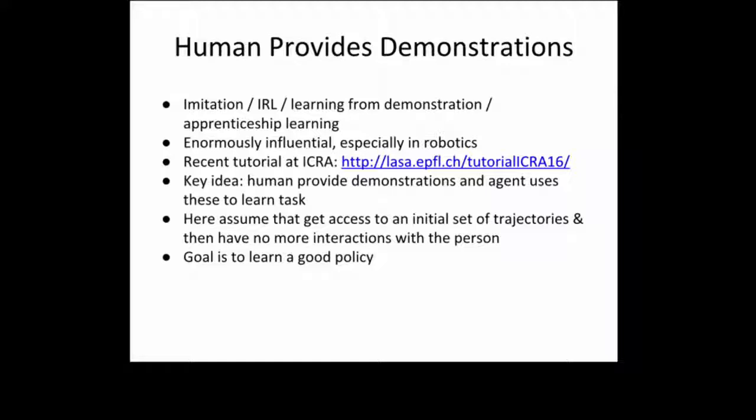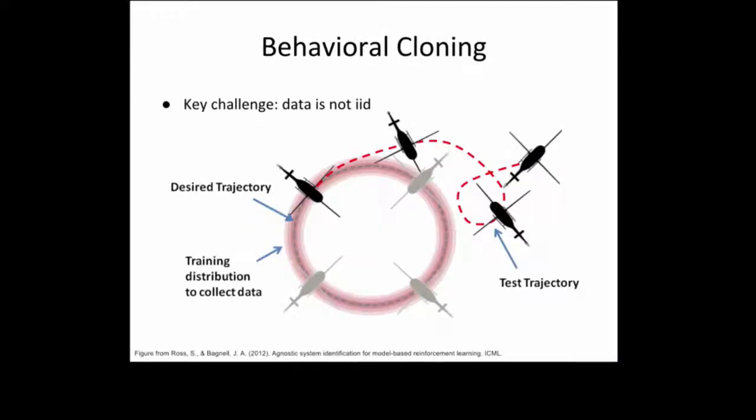So in this particular case right now, we're going to assume that we get access to an initial set of trajectories and then have no more interactions with the person. So when I say learning from demonstration, I'm going to assume that we get a fixed set of demonstrations to start, and then no more demonstrations from the person. And the goal is to learn a good policy in this setting. So one approach to doing this would be to treat this as a standard supervised learning problem. We're going to have mappings from input states to actions as demonstrated by the person, and we would just try to use supervised learning to build that mapping up.